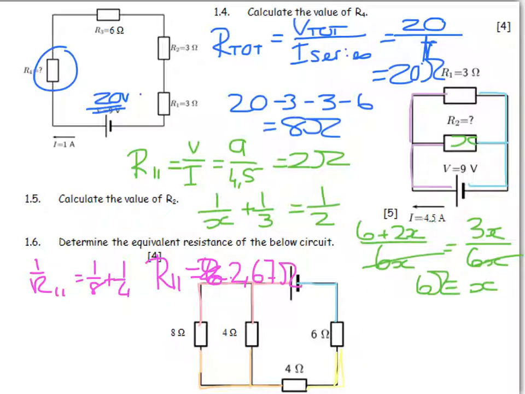2,67 ohms. Then I add it to the 6 and the 4 that are over there, and I land up with the total resistance of the circuit is equal to 6 plus 4 plus 2,67, and that is equal to 12,67 ohms.